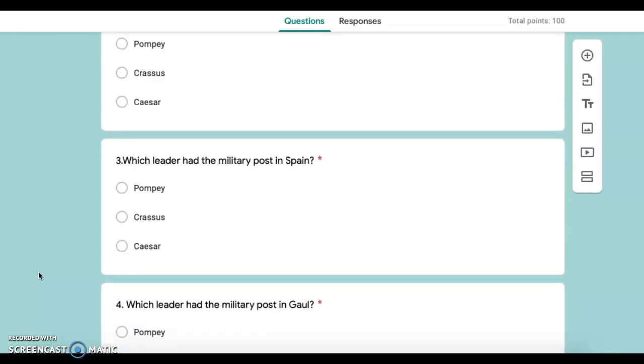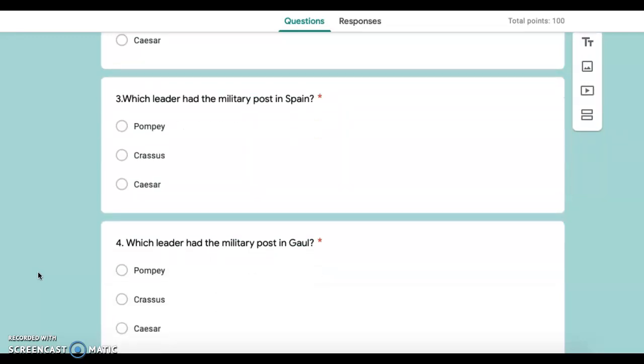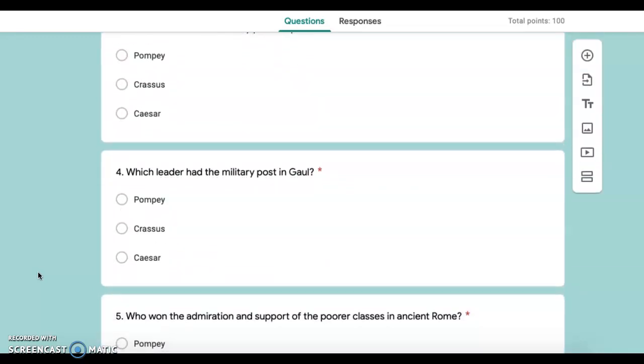Number 3. Which leader had the military post in Spain? Pompey, Crassus, or Caesar? Number 4. Which leader had the military post in Gaul? Pompey, Crassus, or Caesar?